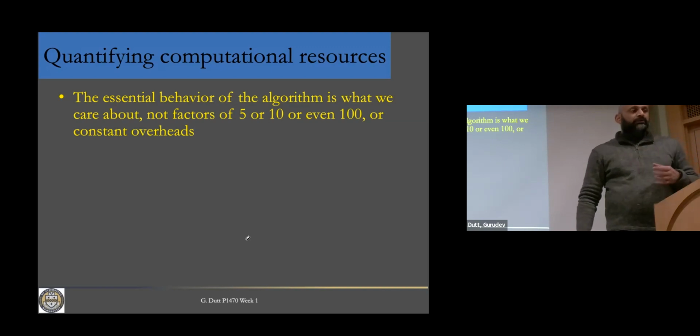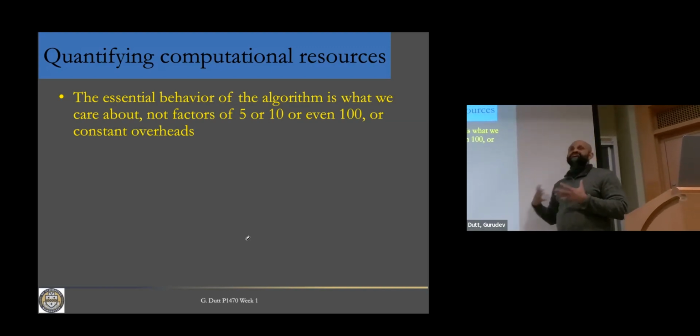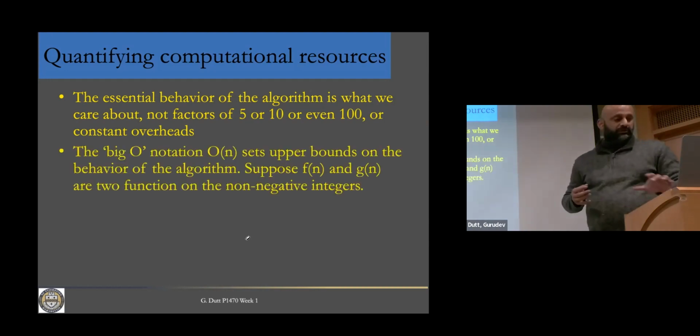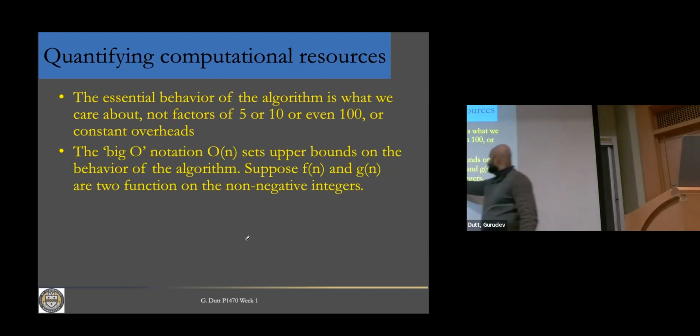When we want to quantify computational resources, we just want to know the essential behavior of the algorithm. We don't care in this case about factors of 5 or 10 or even 100, nor do we care about constant overheads, even if the constant overhead is like 1,000 or something like that. That was introduced in computer science by the notation big O.